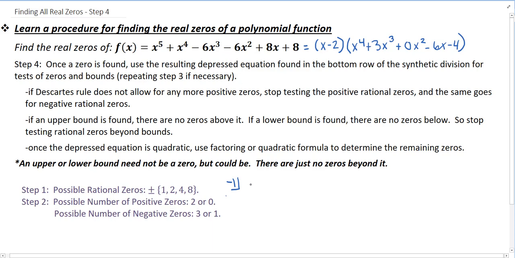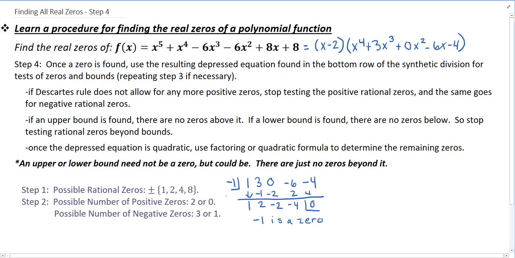So when we use our coefficients, we're going to continue to use from our depressed equation. So 1, 3, 0, -6, and -4. So perform the synthetic division, pull down that leading coefficient and multiply by the -1, combine, multiply by -1, combine, multiply by -1, combine, multiply by -1, and combine. And see how that remainder is 0? Well, if that's the case, then we know that -1 itself is a 0.